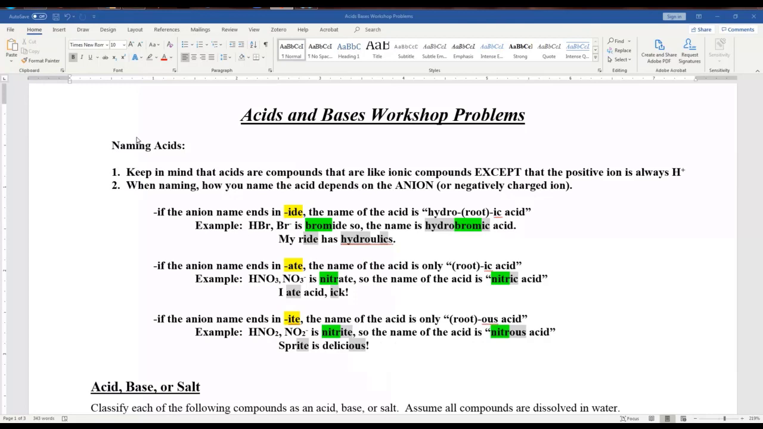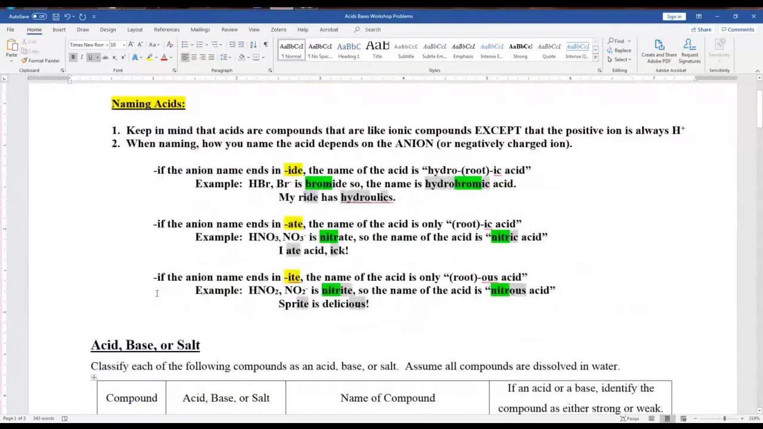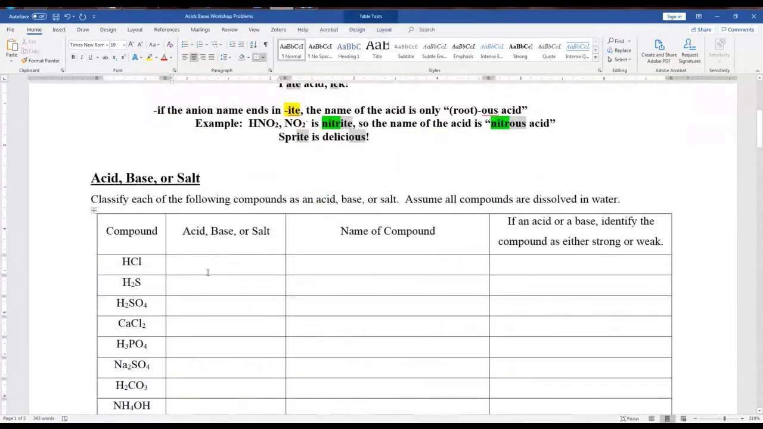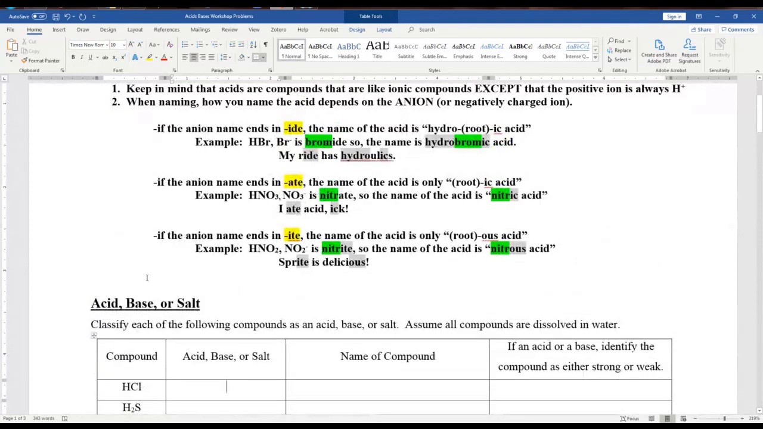Naming acids can be a little bit on the tricky side, but I think these tools will make it just a little bit easier. Looking down here, first of all, we have to identify if it's an acid, base, or salt. Now we know that an acid is always going to start with an H. So is this an acid, a base, or a salt?